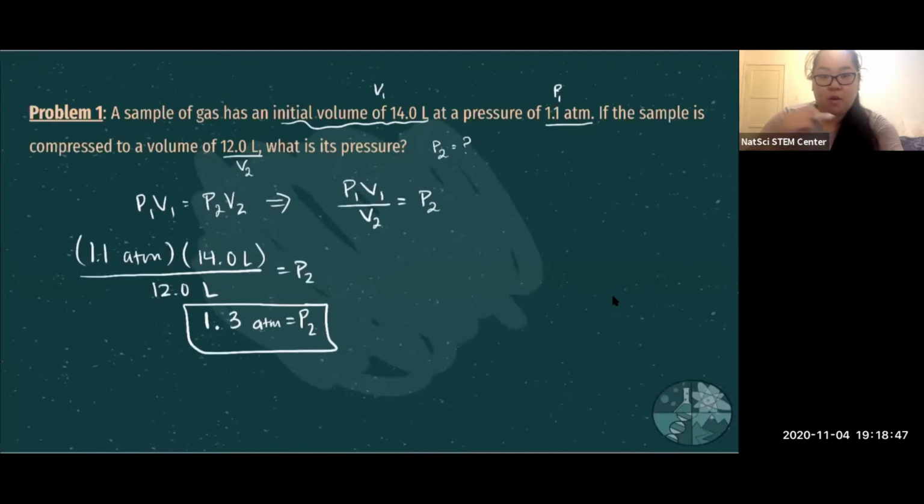So I got 1.3 ATM, which most of you guys got. Some of you guys got 1.28, and that comes into play with sig figs again. So you'll note that the pressure here is 1.1, and that's 2 sig figs, whereas the other ones are 3. So you want 2 sig figs for your answer. Okay, moving on to the next one.